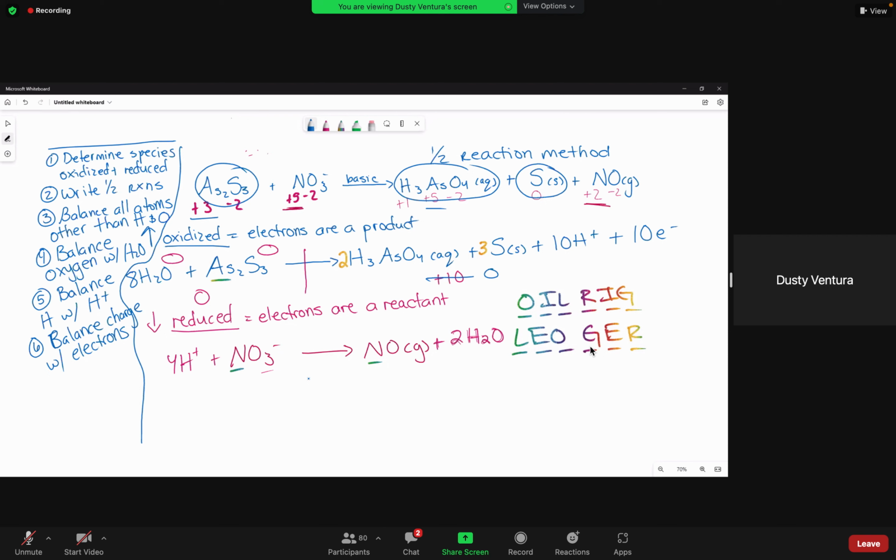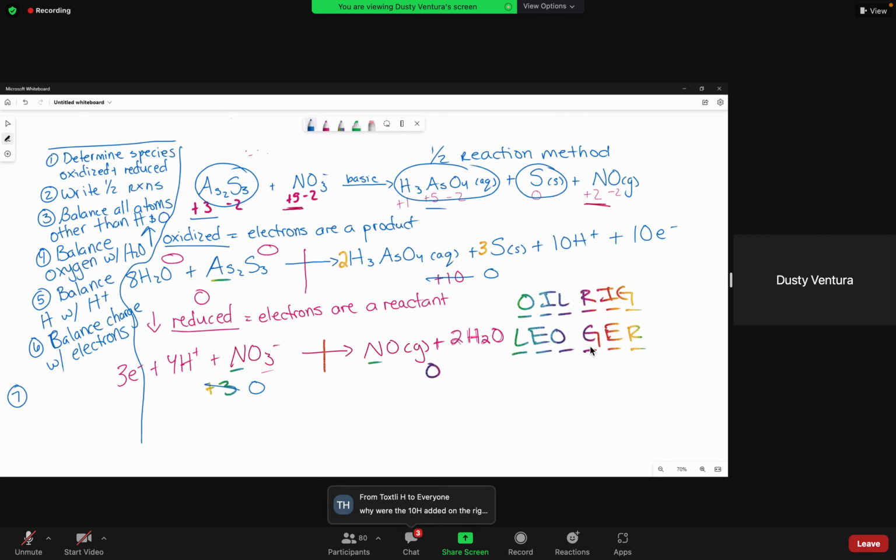I've balanced my charges. Then on the bottom, I do it all over again. On the left, I've got a +3. Figure out why I'm saying that's +3. And on the right, I've got a 0. So I need 3 electrons. Next step, that'll take me down to 0.